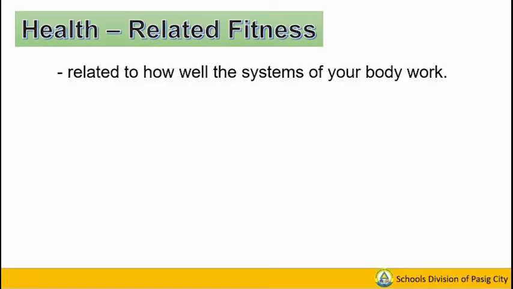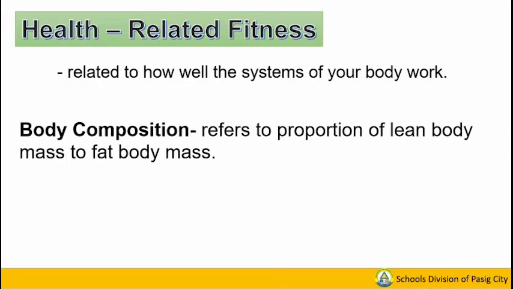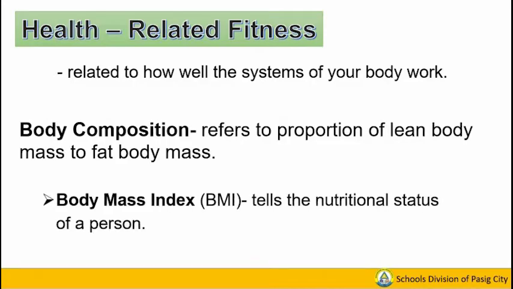The first component of health-related fitness is body composition, which refers to the proportion of lean body mass to fat body mass. People who have a high percentage of fat are more likely to be ill and have a higher death rate than lean people. Exercise and eating the right foods in the proper amounts can improve body composition. Body composition can be measured using the body mass index or BMI. It tells the nutritional status of a person.